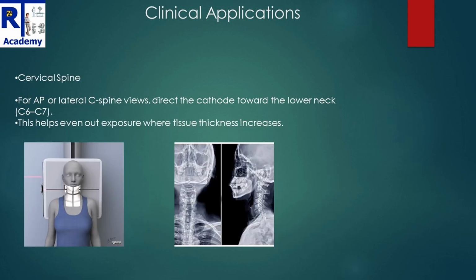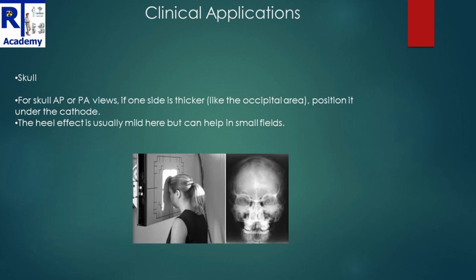20. Cervical spine. For AP or lateral C-spine views, direct the cathode toward the lower neck, C6, C7. This helps even out exposure where tissue thickness increases. 21. Skull. For skull AP or PA views, if one side is thicker, like the occipital area, position it under the cathode. The heel effect is usually mild here, but can help in small fields.